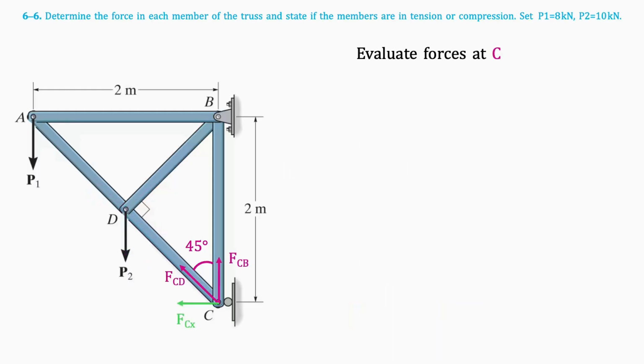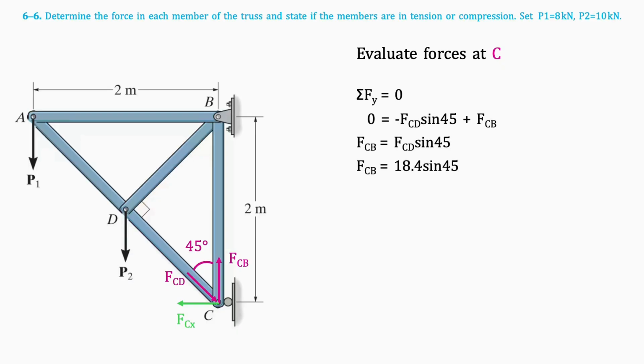Next, we'll evaluate the forces at joint C. We will also flip FCD in this diagram as we just found it was a compression force. By writing an equation for the sum of horizontal forces, we can easily find the value of FCB. The result is positive, 13 kilonewtons, so it is a tension force.